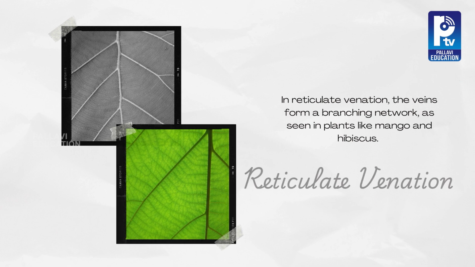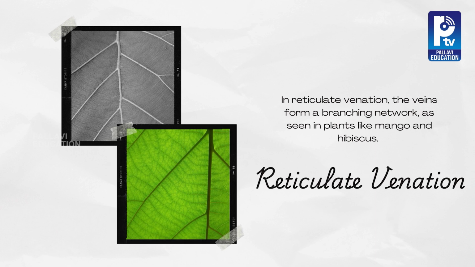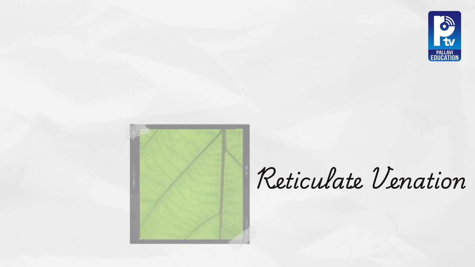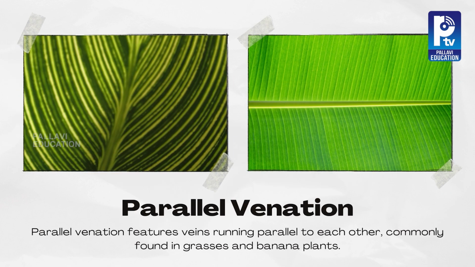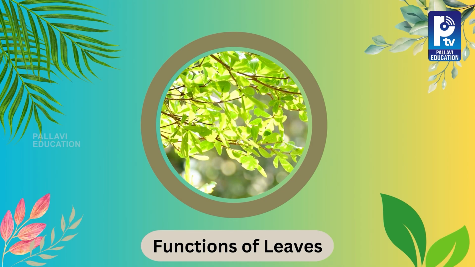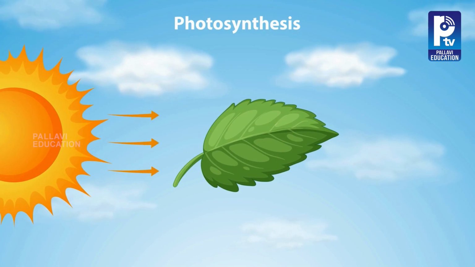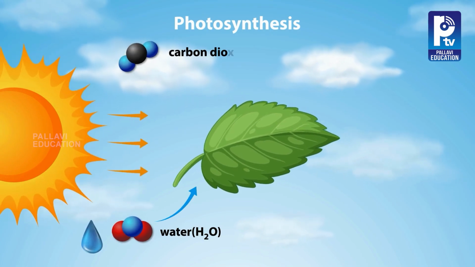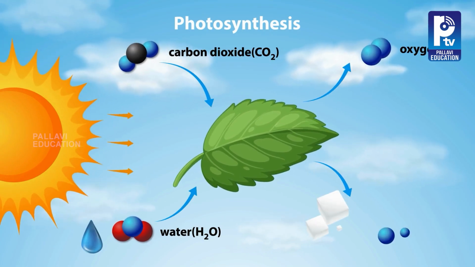In reticulate venation, the veins form a branching network, as seen in plants like mango and hibiscus. In contrast, parallel venation features veins running parallel to each other, commonly found in grasses and banana plants. Leaves play several vital roles in a plant's life. Their primary function is photosynthesis, the process of using sunlight to make food.